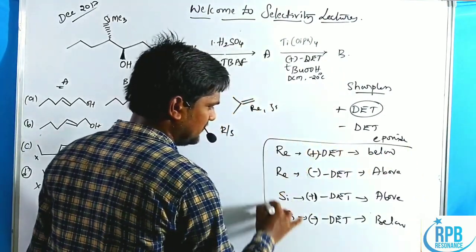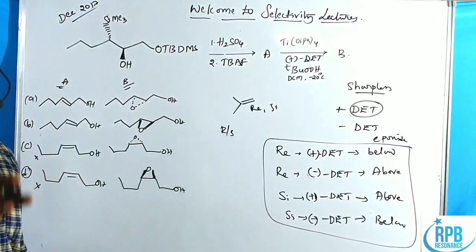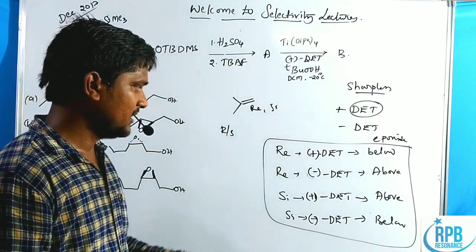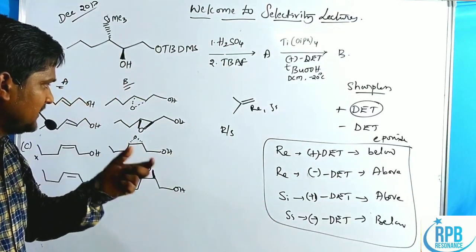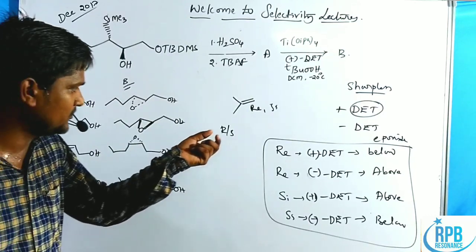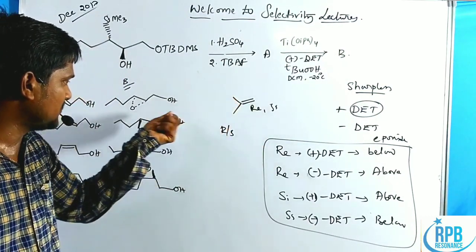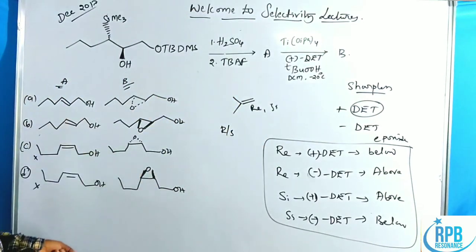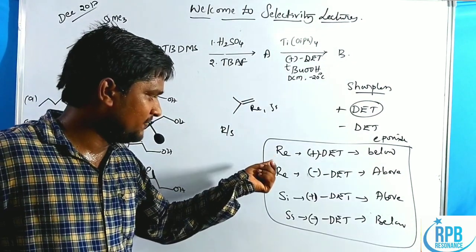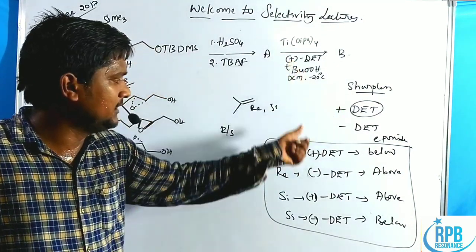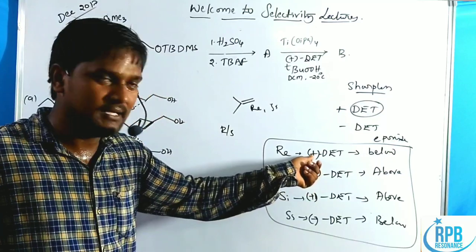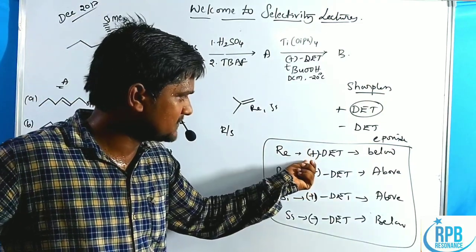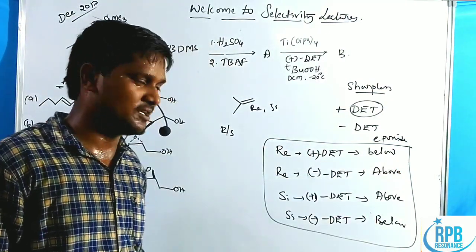So these four are the very important rules regarding the Sharpless asymmetric epoxidation. Now, first of all, we want to find the stereochemistry of olefinic allylic alcohols. If our allylic alcohol is Re face, and they are given in the plus delta, that is above the plane. Re minus delta, we will get the below the plane asymmetric alcohol.